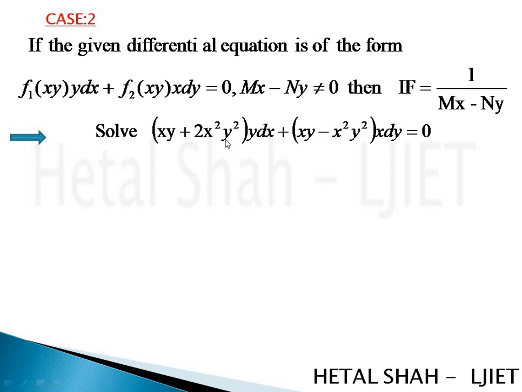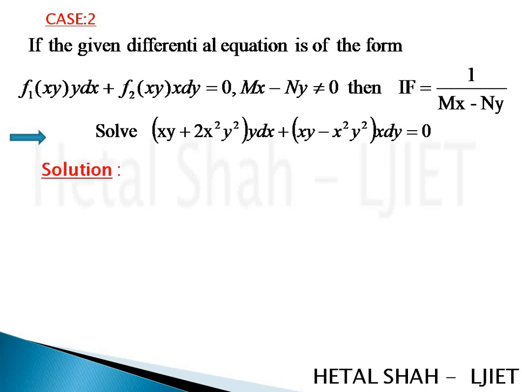Solve (xy plus 2x square y square) y dx plus (xy minus x square y square) x dy equal to 0. Students, let's compare with the generalized form of the equation. See, f1(xy), that is the first bracket, xy plus 2x square y square, is a function of xy into y dx, plus f2(xy), the second bracket, is a function of xy into x dy. So our given differential equation is of this particular form. Now we have to check whether the given differential equation is exact or not.